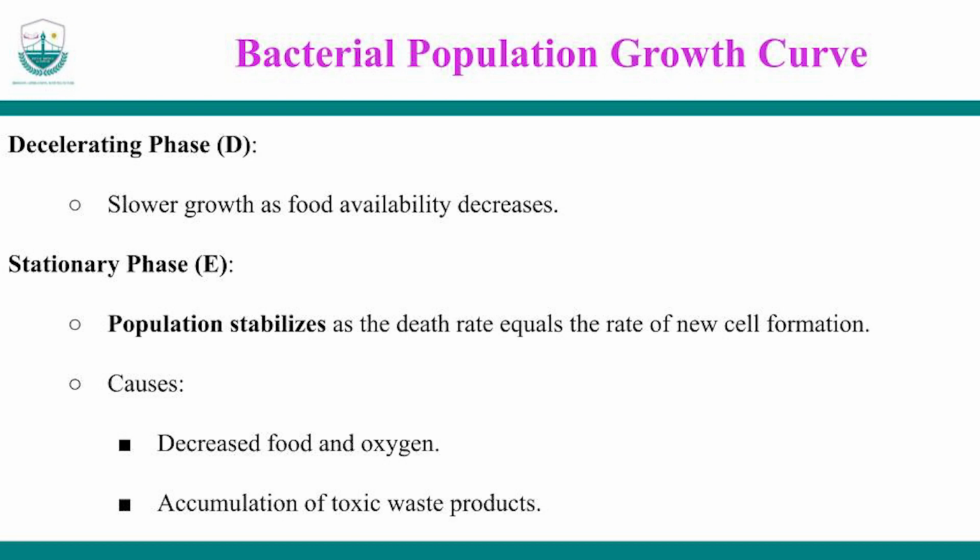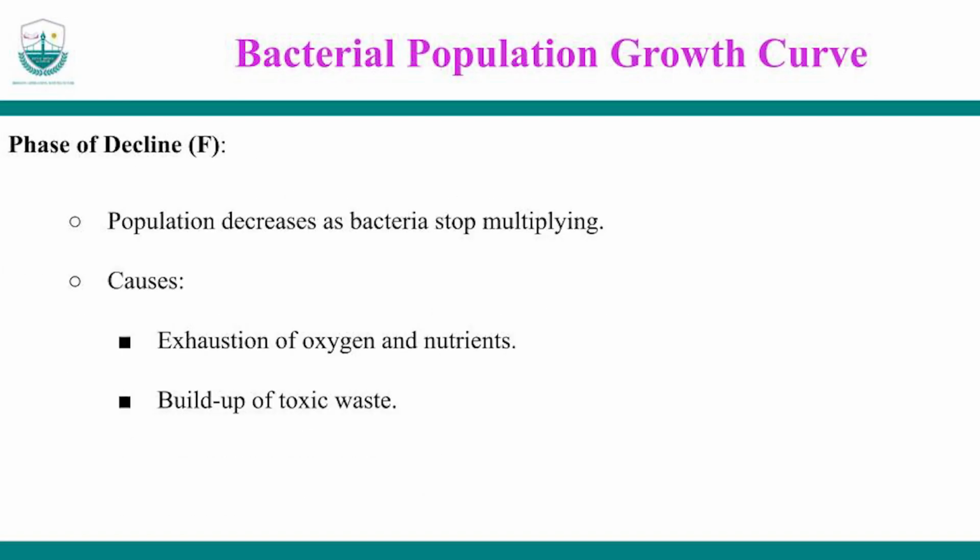And then you have the decelerating phase. The growth is slower because the amount of food is declining. And then you move to the stationary phase, where those that are growing and those that are dying are equal, so you don't have an increase or a decline. What causes this is that the food is declining together with the oxygen, and toxic products are also there that cause this death. Eventually you reach a point where those that are multiplying are very few.